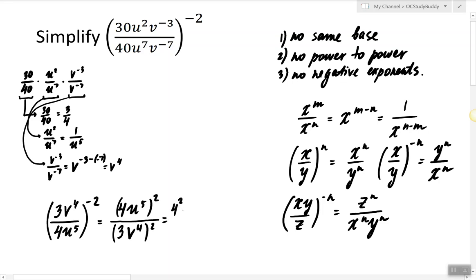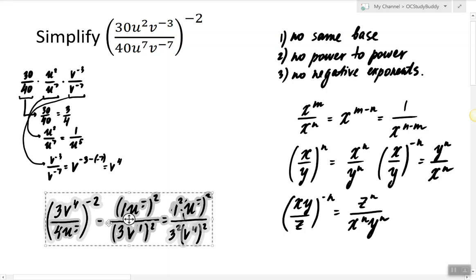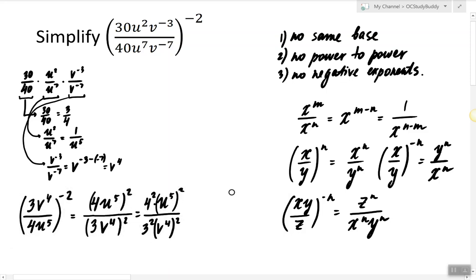So we have 4 squared u to the power 5 to the power 2 divided by 3 squared v to the power 4 to the power 2. Now, the last property that we have to apply is x to the m to the power n is equal to x to the power m times n, meaning that we have u to the power 10 and v to the power 8.